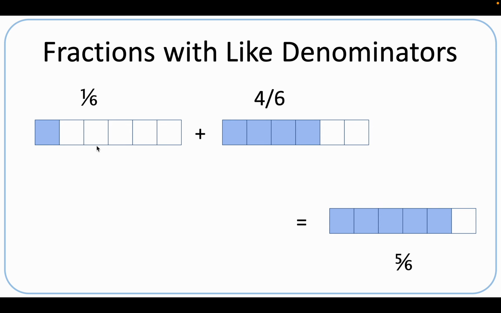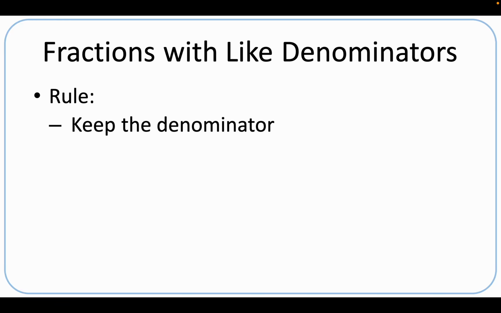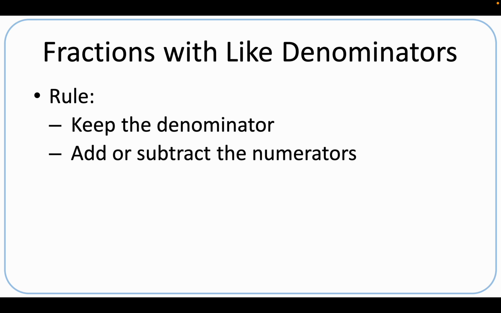So here we have 1/6 and we're adding 4/6. Pretty simple. You just add how many pieces you have and keep the denominator the same. So we end up with 5/6. So our rule when adding or subtracting fractions with like denominators: keep the denominator the same, add or subtract the numerators. For example, 3/7 plus 2/7, add the numerators, you get 5, and the denominator stays the same, so 5/7.